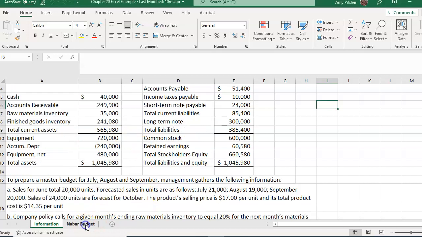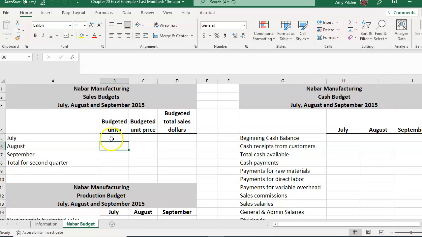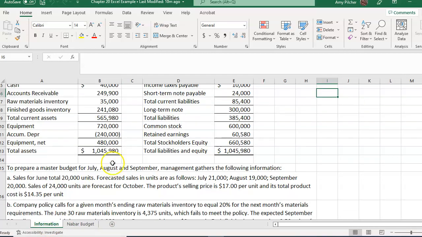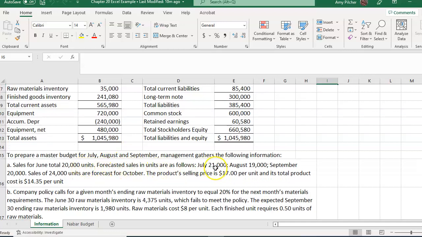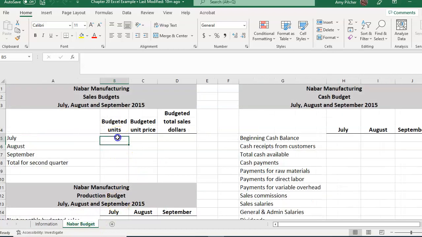So we're going to start with our sales budget here. We start with the budgeted units and the budgeted unit price. We know that we have budgeted units for July of 21,000, August 19,000, September 20,000, and our selling price is $17 per unit. So we'll put in 21,000 and 19,000 and 20,000, and our price is 17.